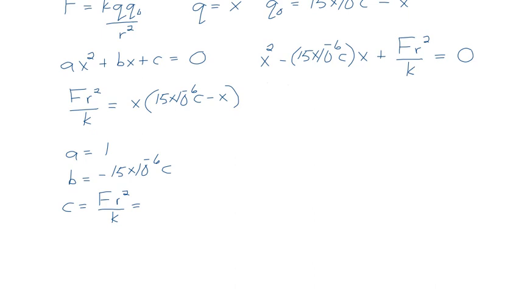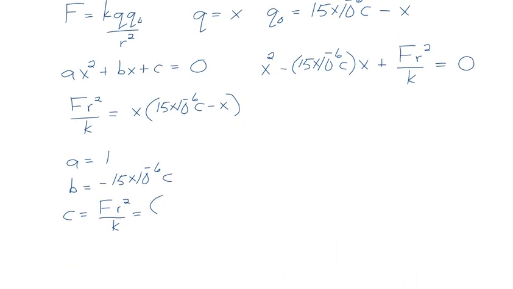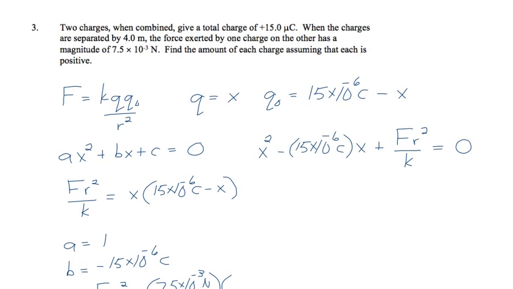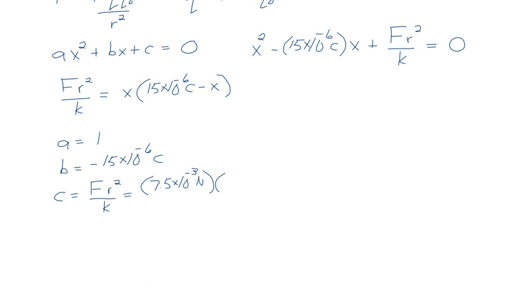All right, so let's figure that out. So the F is going to be, what was the F? I don't remember. The F is 7.5 times 10 to the negative 3. The R is 4 meters, and that's squared. And the K is 9 times 10 to the 9th Newton meters squared per coulomb squared.